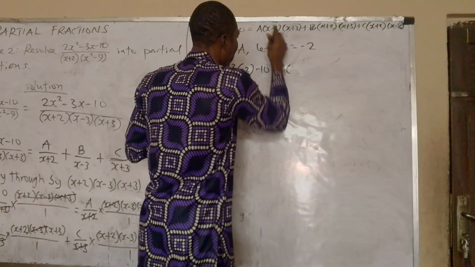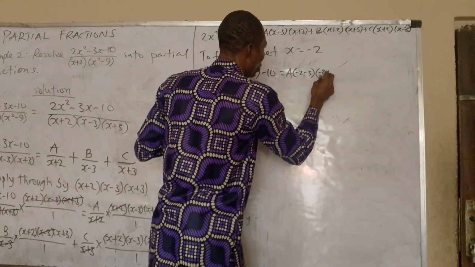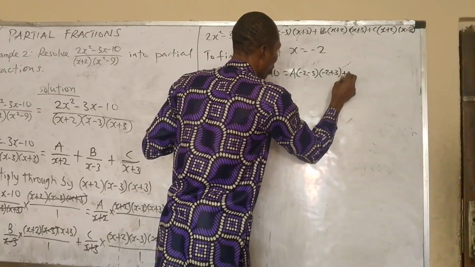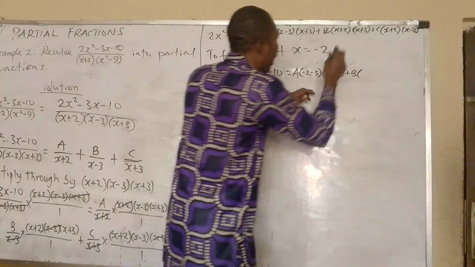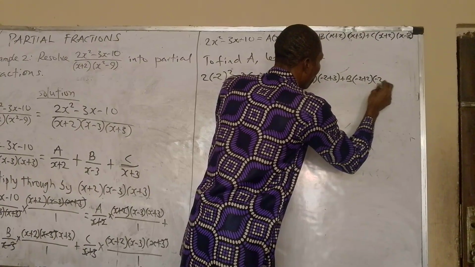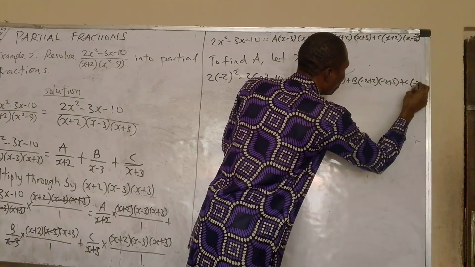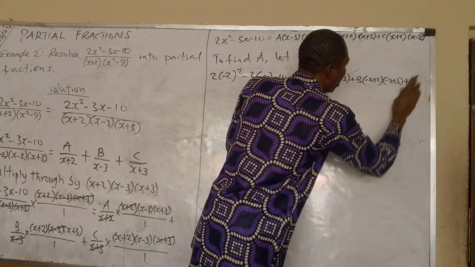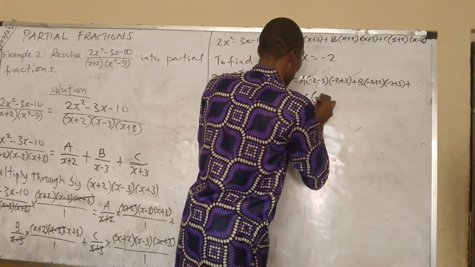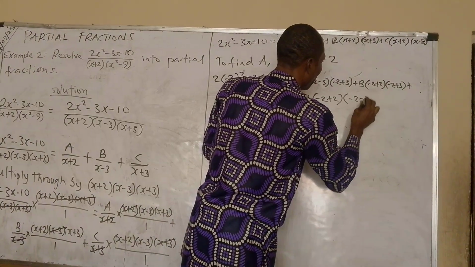A into bracket x here becomes minus 2 minus 3, x becomes minus 2 plus 3, then plus B, x becomes minus 2 plus 2, x becomes minus 2 plus 3, then plus C, x becomes minus 2 plus 2, x becomes minus 2 minus 3.